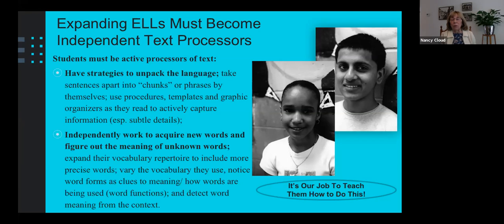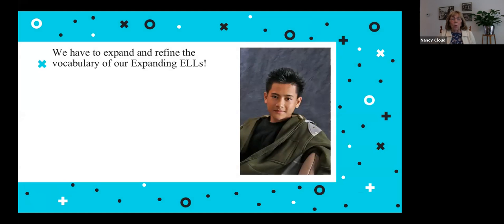We need to name the strategy. That's why it has a name like language dive or synonym context clue and explanation context clue and so forth. We need to name them so that kids can name them to themselves and can use them. So what we're really going to review today is the strategies that we know we can use to expand and refine the vocabulary in expanding ELLs.